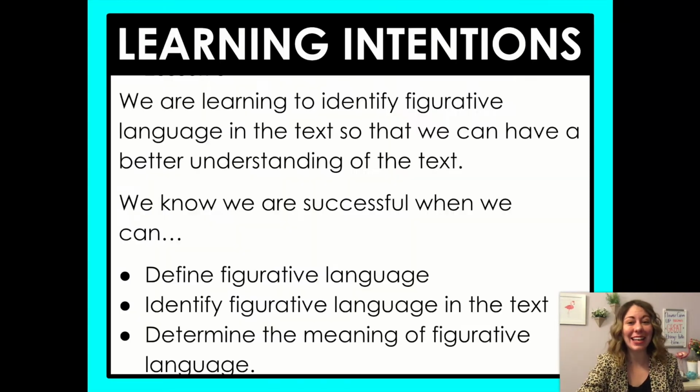So let's go ahead and jump right into our learning intention. Again, we are learning to identify figurative language in the text, so that way we have a better understanding of the text, because sometimes the author doesn't just say exactly what they mean. And we know we are successful when we can define figurative language. So we got to be able to say, what is it? Identify it in the text, and then determine the meaning of it. All right? So just 3 things to do today.